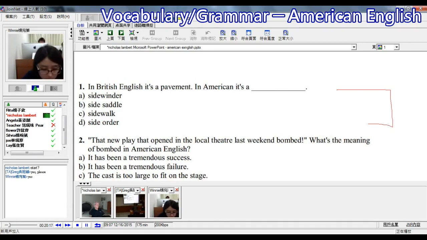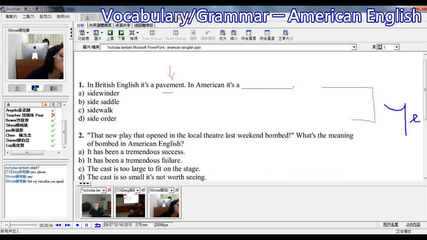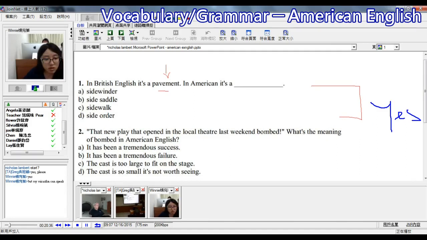It says in British English, it's a pavement. Do you know what that means, a pavement? All right. Okay, so you do. Sorry, yes, you do know it's a pavement. Do you know what the word is in America? Sidewinder, side saddle, sidewalk, or side order?